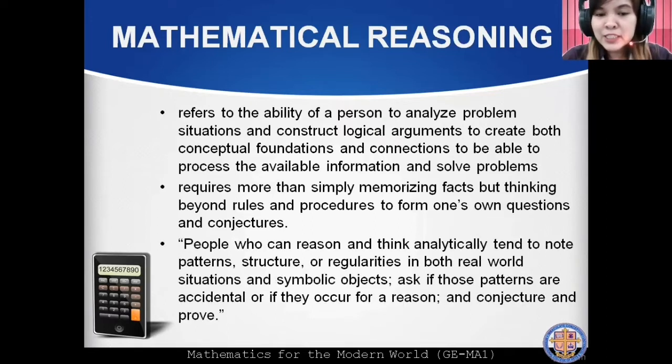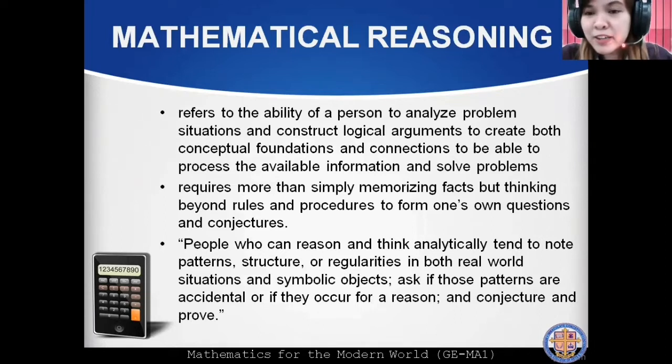People who can reason and think analytically tend to note patterns, structure, or regularities in both real-world situations and symbolic objects, as if those patterns are accidental or if they occur for a reason, and conjecture and proof. So, literally, when we say mathematical reasoning ability, you have that deep understanding regarding a topic. You can easily recognize a pattern. Your higher order thinking skills are well developed. Those are the analyzing skill, synthesis or creating, and evaluating or evaluation.